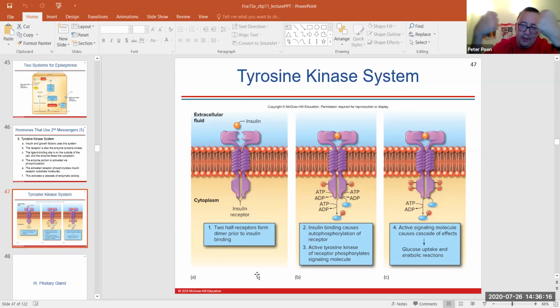The insulin brings the two halves closer together, and when the two halves get close enough, they dimerize and they self-phosphorylate each other. And when they self-phosphorylate each other, that activates the tyrosine kinase. Okay, and then you have the downstream effects.